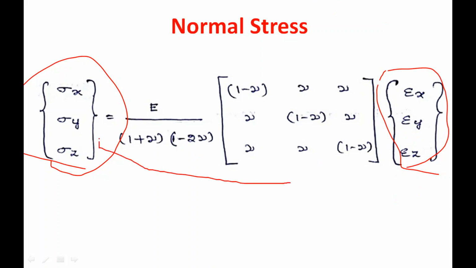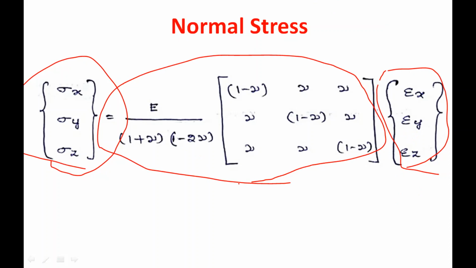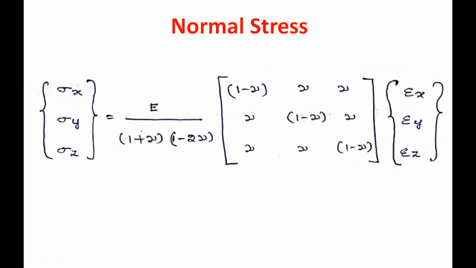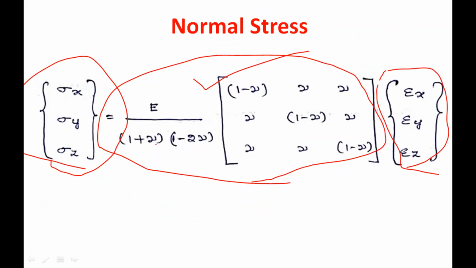Now this relationship we are obtaining here. This is the matrix called the stress strain relationship matrix, or the constitutive matrix, as we are going to say finally. How are we getting this matrix? By solving these three equations, right? That you can refer to in any strength of materials textbook.